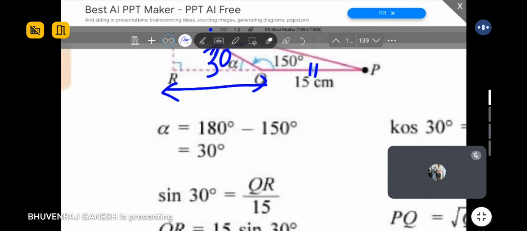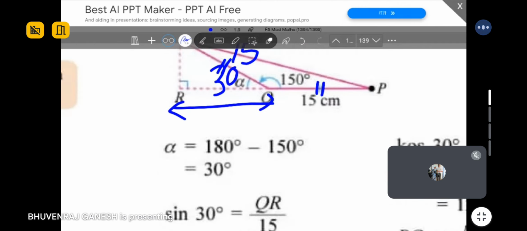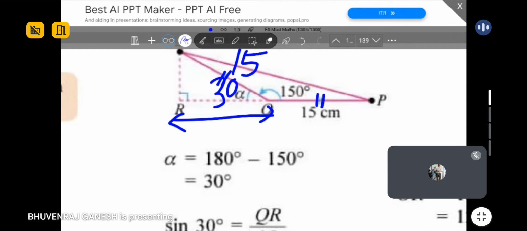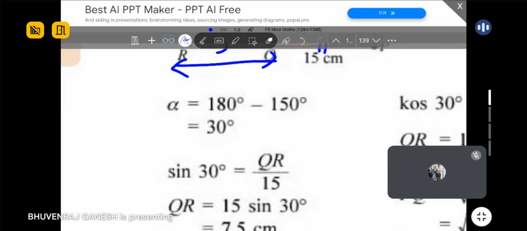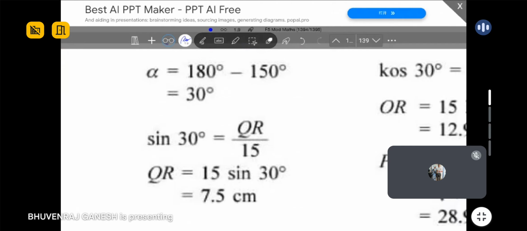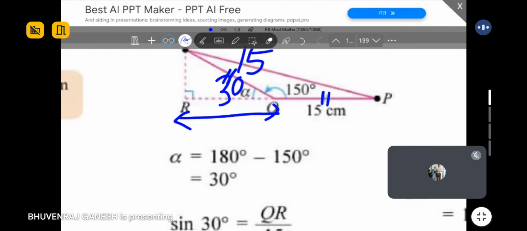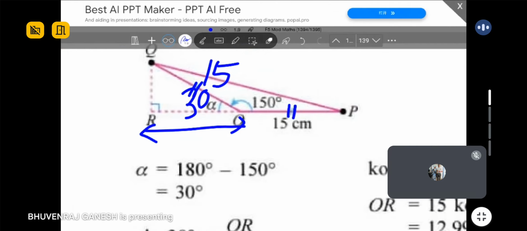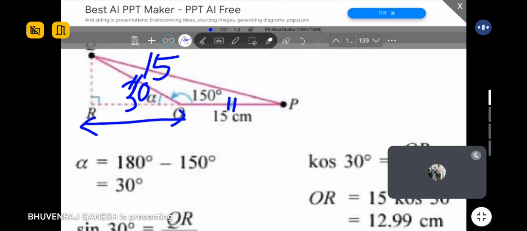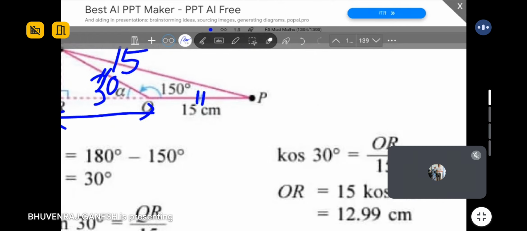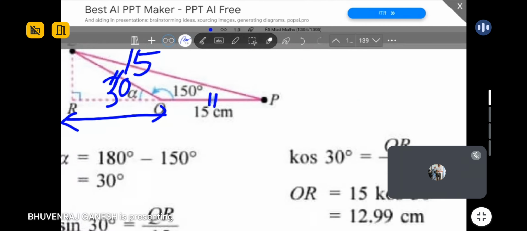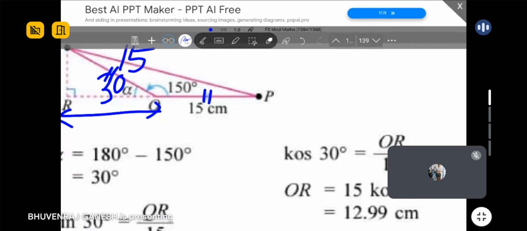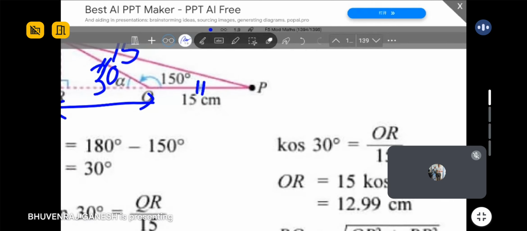So QR is equal to 15 sin 30. Okay, because opposite over hypotenuse. Bertentangan bahagi dengan hypotenuse. So kita nak tahu bertentangan. So bertentangan sama dengan 7.5. Okay, so you find QR already. Now you must find OR. Okay, so OR cos, because bersebelahan, adjacent. So cos 30 equal to OR over hypotenuse. So OR is 13 cm.